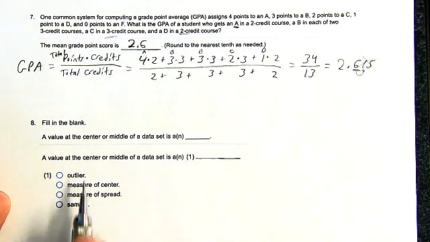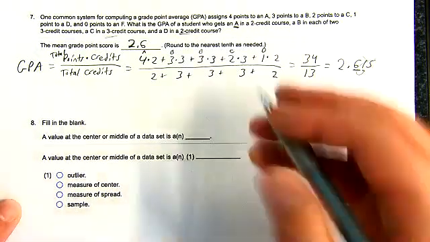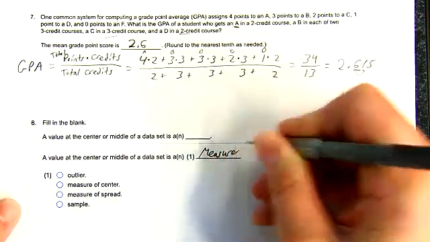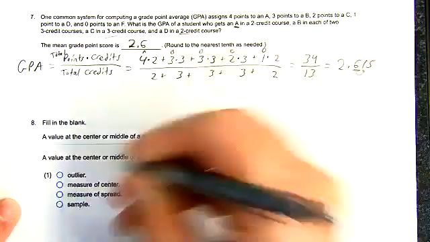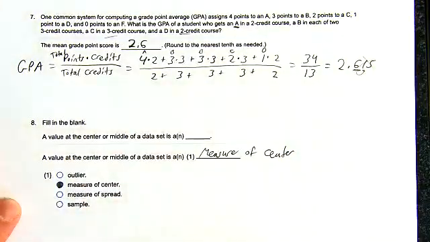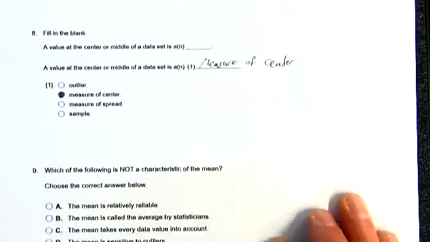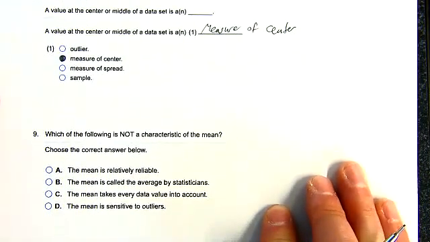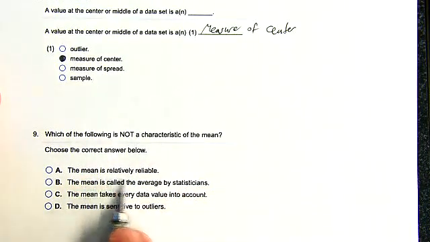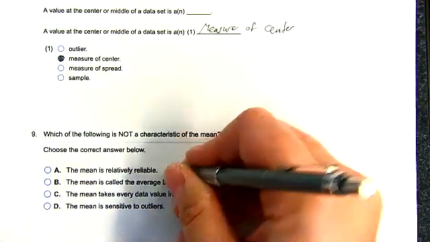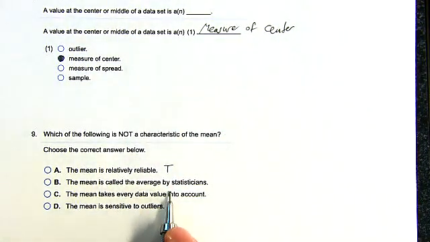Okay. A value at the center or middle of a data set is a measure of center. That's been the whole topic today. Which of the following is not a characteristic of the mean? The mean is relatively reliable. Yeah, the mean is very reliable. It's used all the time. The mean is called the average by statisticians.